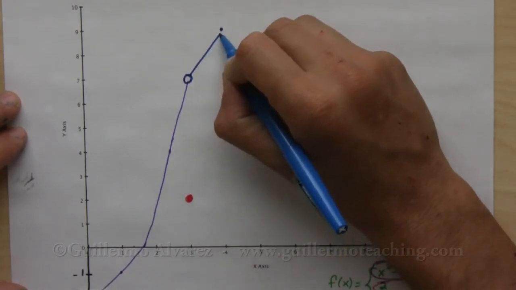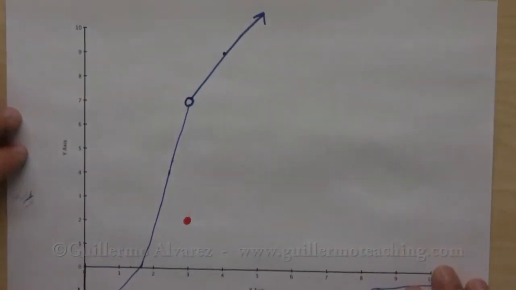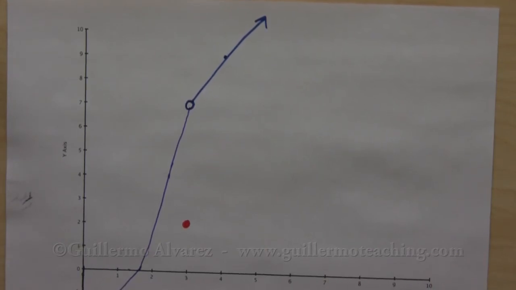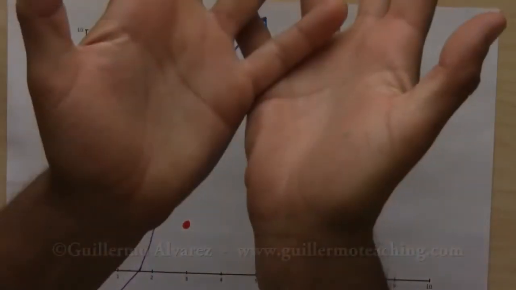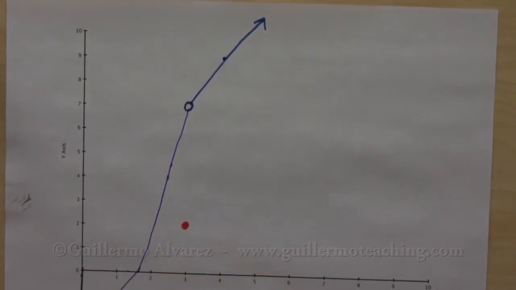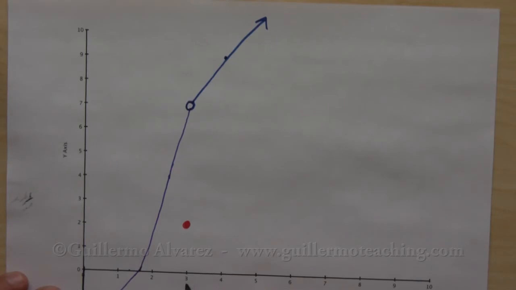So this is the straight line. It looks like that. Okay, so question. Is the function continuous at 3? What do you think? Is it continuous right here at 3? What do you say?